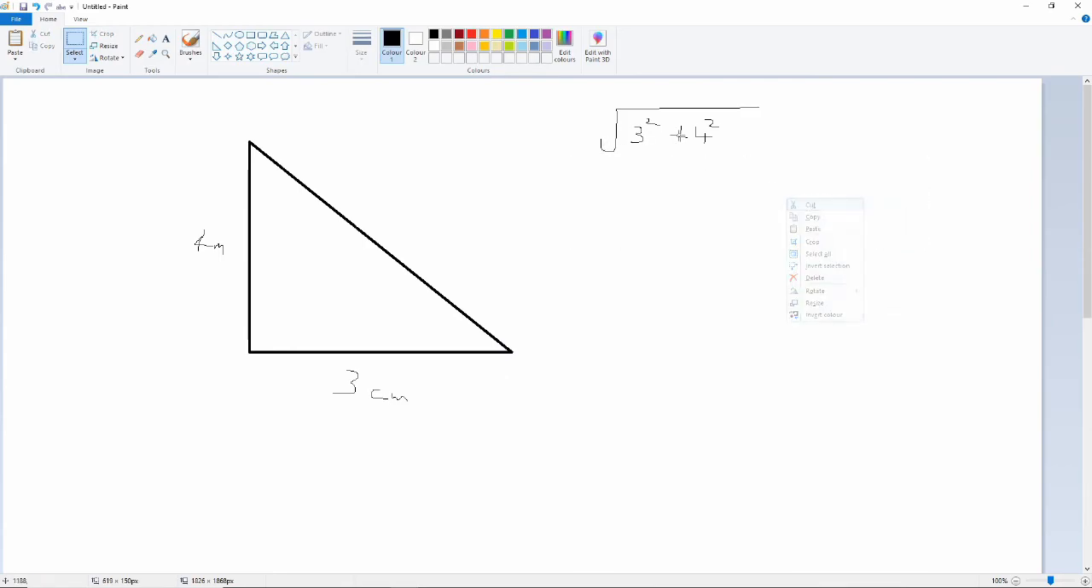I'm sorry, there are no shortcuts. We are going to have to evaluate it. So the square root of 3 squared plus 4 squared: 3 squared is 9, plus 4 squared is 16. So it's equal to the square root of 9 plus 16, which is 25, and the square root of 25 is 5.